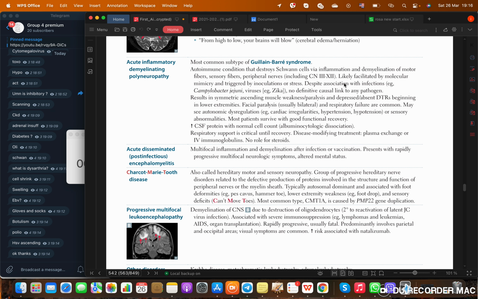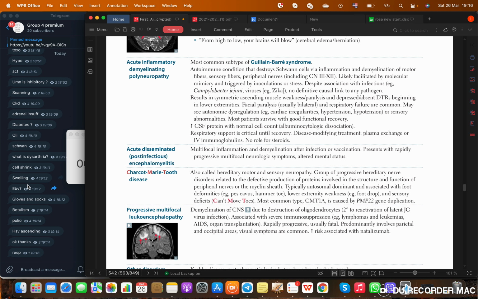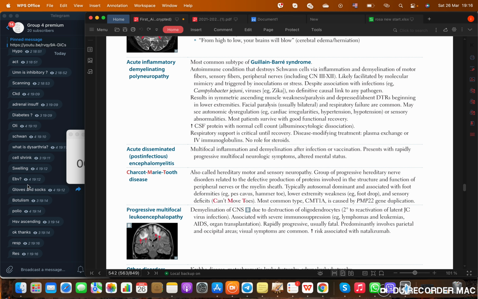Okay, good. So, Guillain-Barré results in symmetrical ascending muscle weakness and paralysis. Okay, we spoke about this point. Just want you to know that the only thing to be careful about in Guillain-Barré syndrome is what? What kills them? The respiratory arrest. Yes. Okay, good.